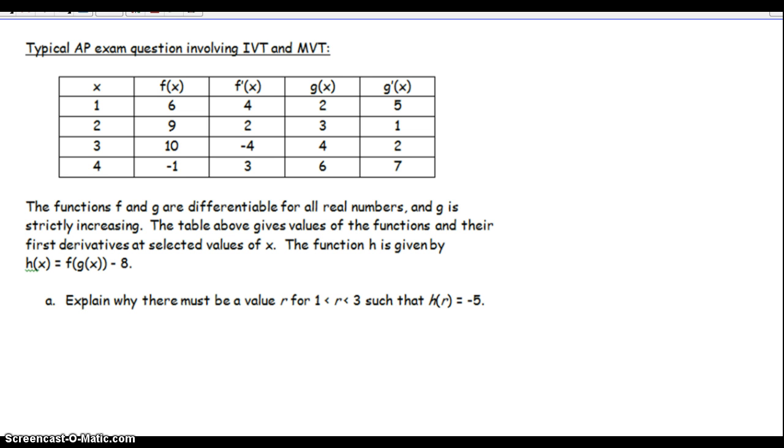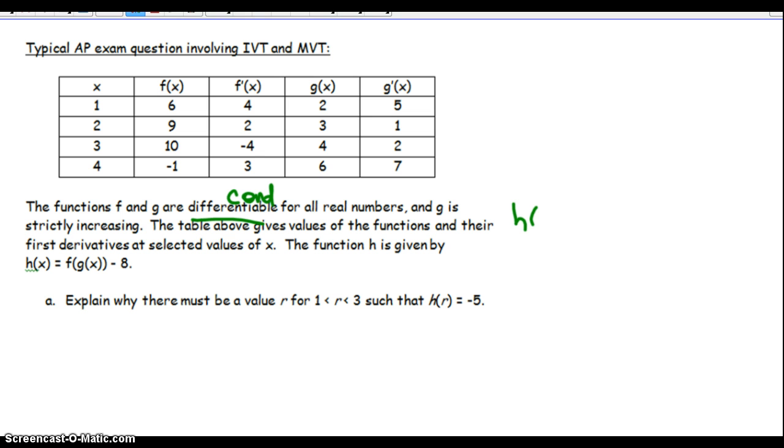So we start. They tell you very nicely here, you've got functions f and g are differentiable. That's nice to know. It's also nice to know that g is strictly increasing. The fact that they are differentiable means you now know that it's also continuous, correct? You go on through, they've given you specific values, and they've given you this gorgeous composition, minus 8 right there. So part A, explain why there must be a value for r between 1 and 3 such that h of r equals -5. So first, we need to find out what happens at 1 and 3.